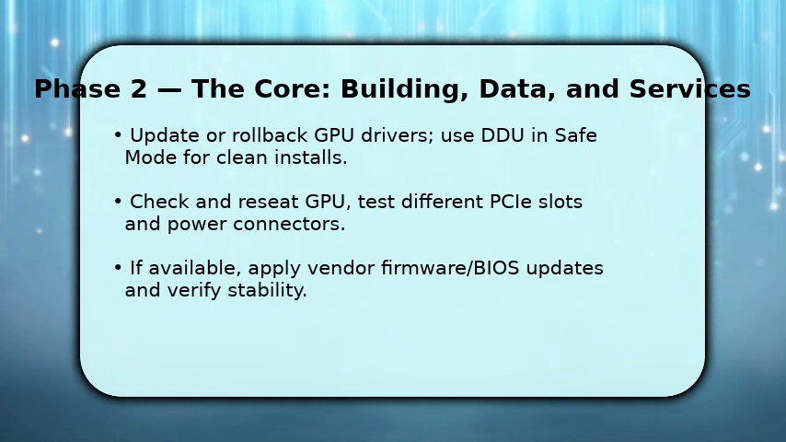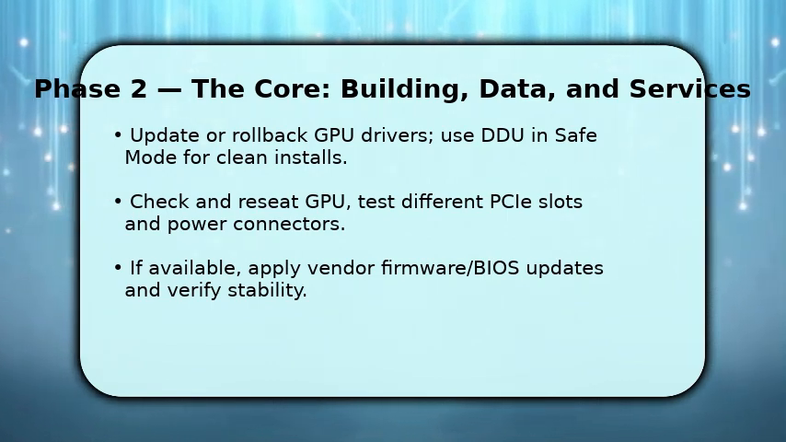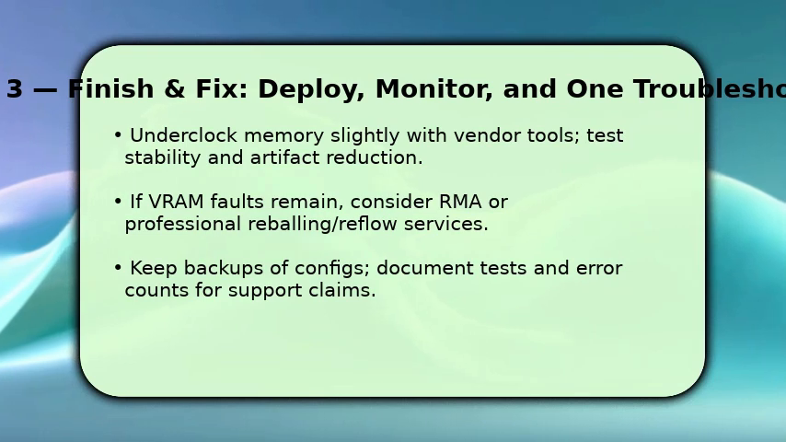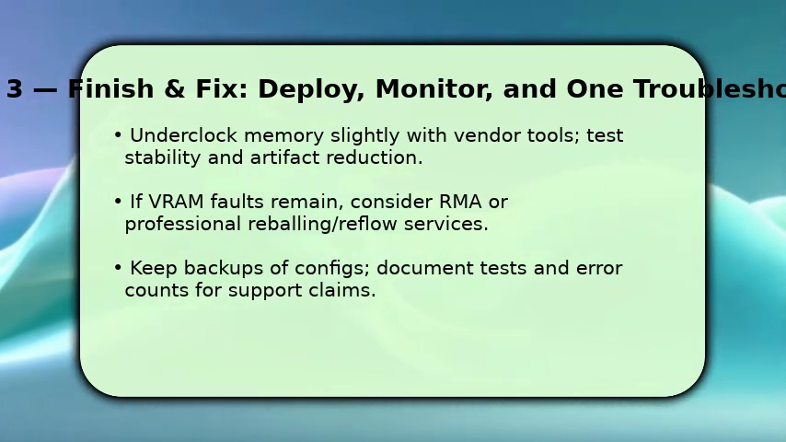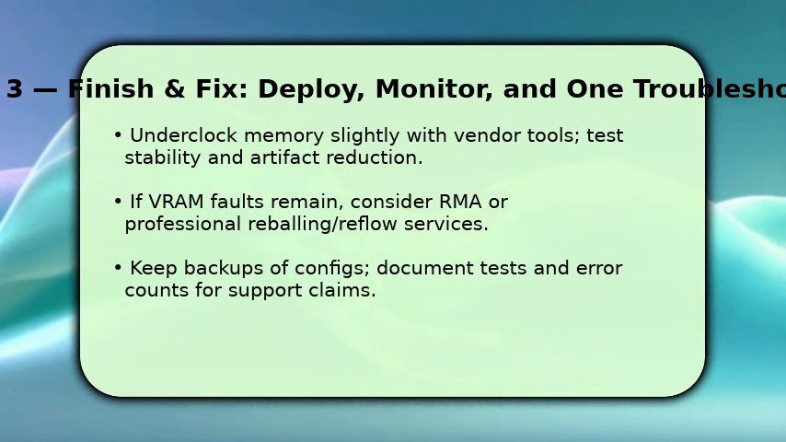You reach the final recovery options when standard fixes fail. Try a modest memory underclock and reduced voltage using vendor tools. This often stabilizes marginal VRAM cells.